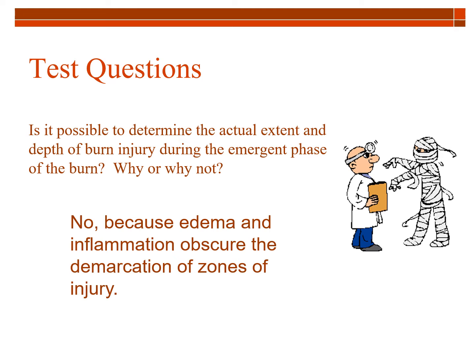This is a duplicate of a repeat question. We had this question earlier, but we'll go ahead and repeat it here. Is it possible to determine the actual extent and depth of burn injury during the emergent phase of the burn? And as we said before, no, it is not. We are not able to determine the actual extent or depth of burn injury because of the swelling and inflammation that can obscure the demarcation of zones of injury.